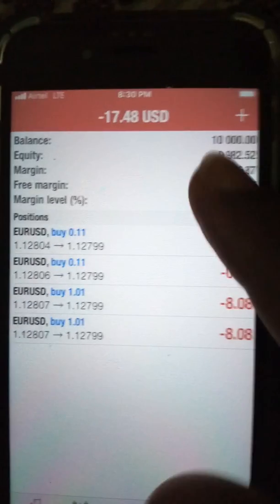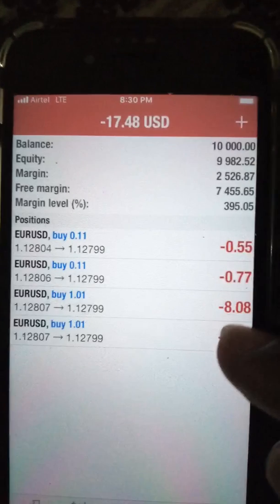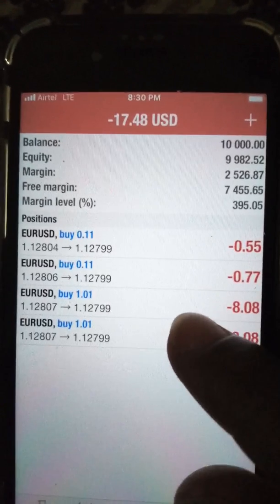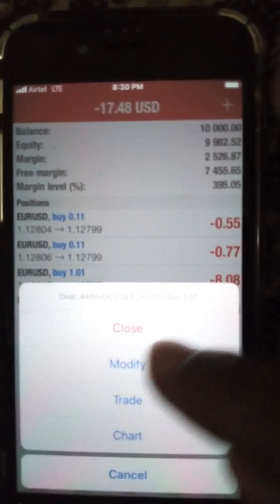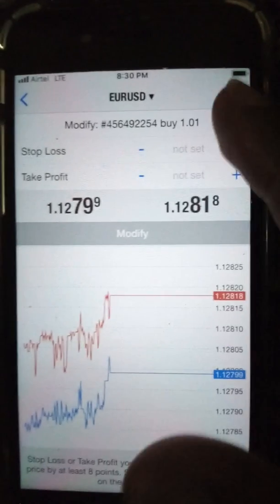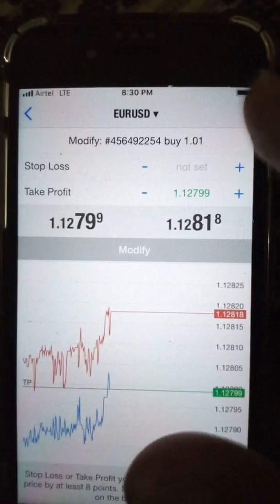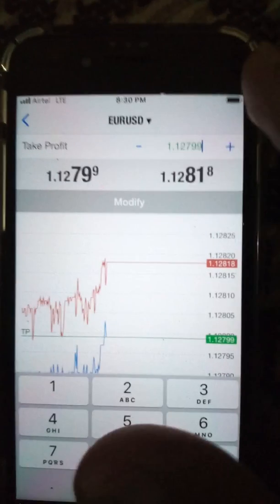So I go back to my trade. I come here. You can see that my loss is dropping. Once I start profiting, you would see. So I come to take profit. I click on this and hold. It says modify order. So I want to modify my order. Here is take profit. So I want to put my take profit. I put it at 1.129.